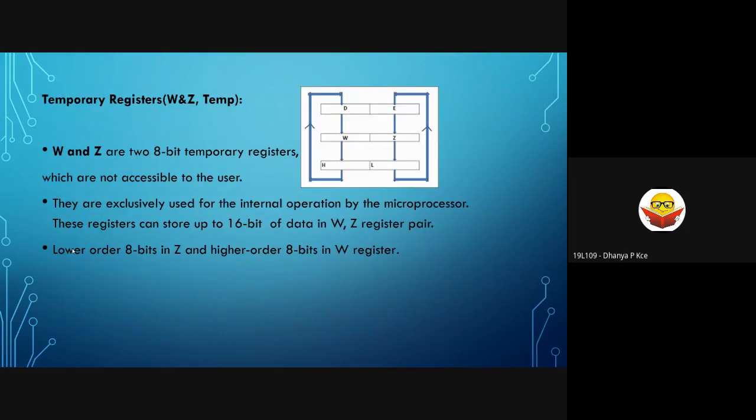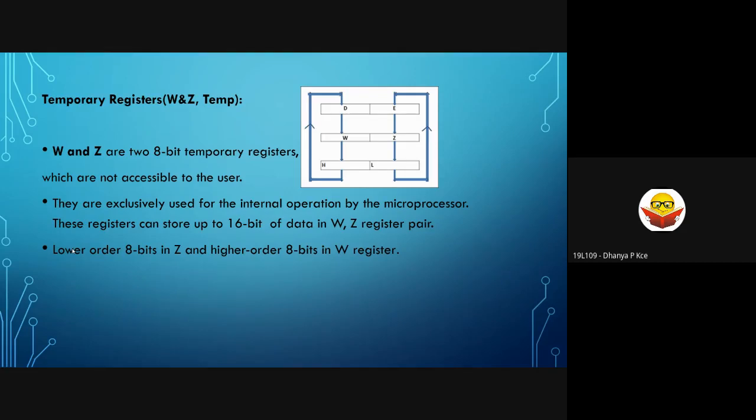And the temporary registers, W and Z registers. We had already seen them during sir's class. During the exchange operation, W and Z registers are used. From the name itself, we can say that those are temporary registers, which are not accessible because they come under the category of non-accessible. So by default, they will not be accessible to the user. They are exclusively used for internal operation. The one thing we have to get clear is that internal registers cannot be accessed by the user. That's why they are known as non-accessible registers, since they are internal.